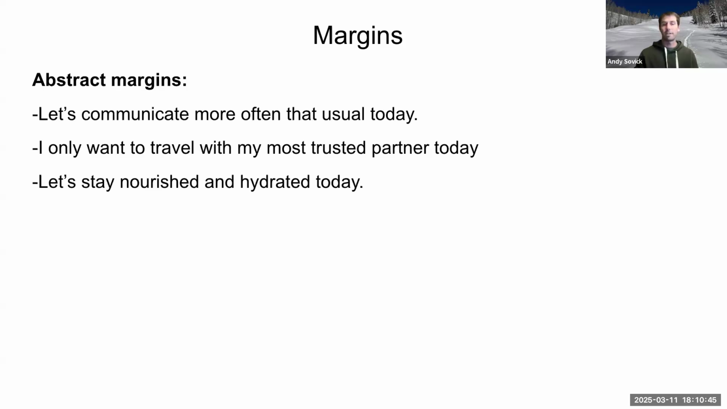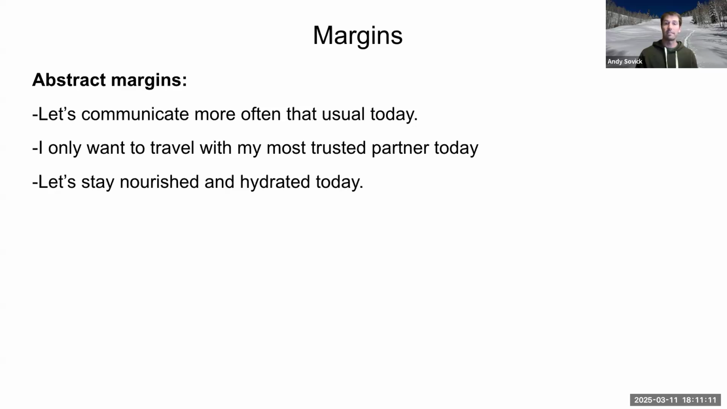Outside of that, we have abstract margins that maps can't do much for us. Abstract things like let's communicate more often than usual today. I'm feeling a little bit, I just really want to increase my margin of safety. Let's just be extra communicative and talk through the problems today and make sure that we're all feeling good about where we're going. I only want to travel with my most trusted partner today. That's an added margin that's more abstract.